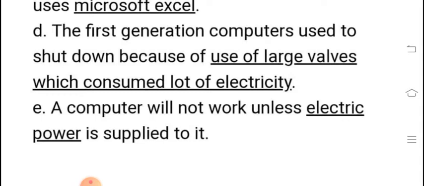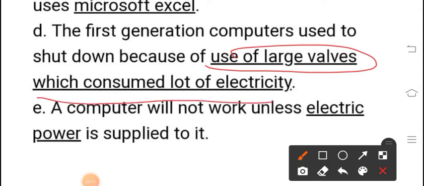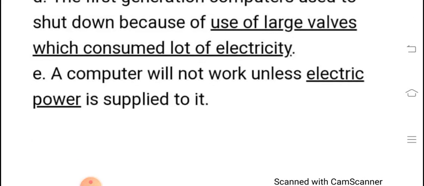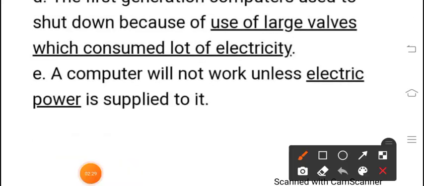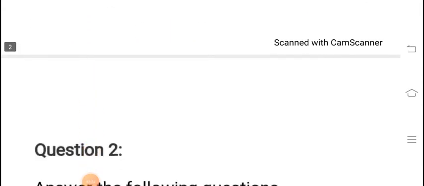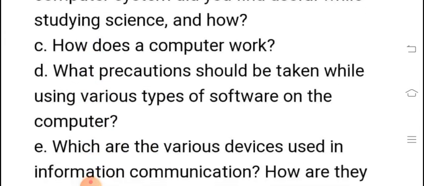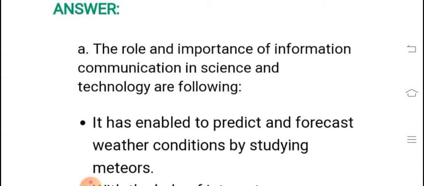Next is, the first generation computers used to shut down because of the use of large valves which consume a lot of electricity. That is why they get stopped. A computer will not work unless electric power is supplied to it. Obviously, this is common sense. Next question is, answer the following questions. The first question is, explain the role and importance of information communication in science and technology. So here is the answer of the same.